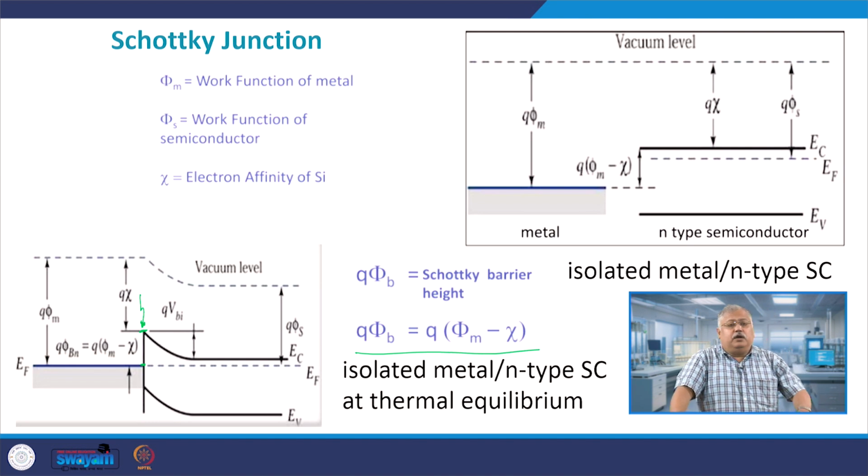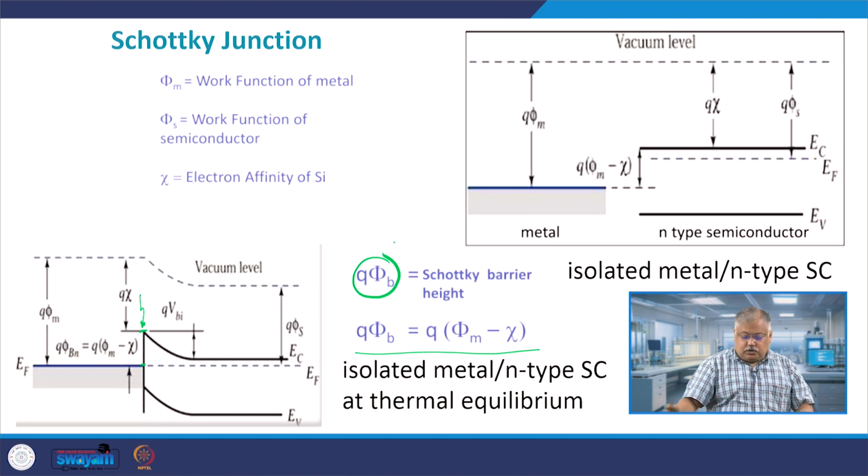So, one way to reduce this barrier is to make your phi m as large as possible, and therefore that will be closer to chi. So, phi m minus chi will be smaller, and you will have a lower Schottky barrier height or Schottky barrier potential. So, this is basically referred to as the Schottky barrier height or Schottky barrier potential.